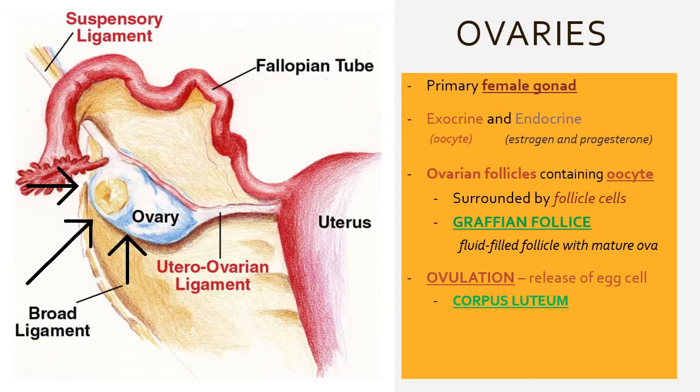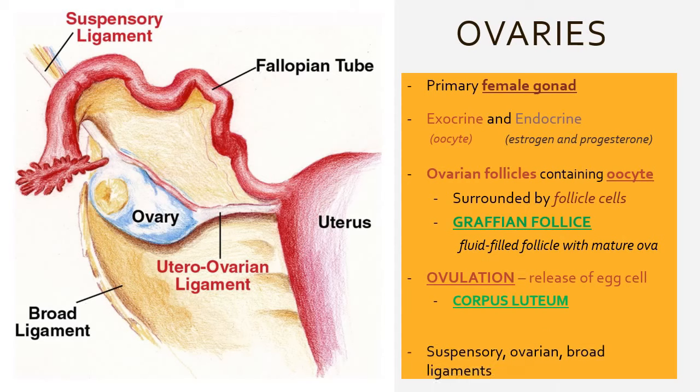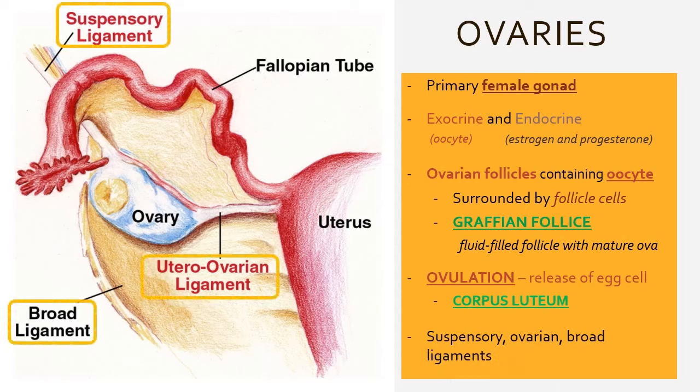The corpus luteum will be responsible for the progesterone secretion before eventually degenerating, prompting the ovulation process to start all over again. The ovary is secured to the walls of the pelvis, uterus, and peritoneum through the suspensory, ovarian, and the broad ligaments.